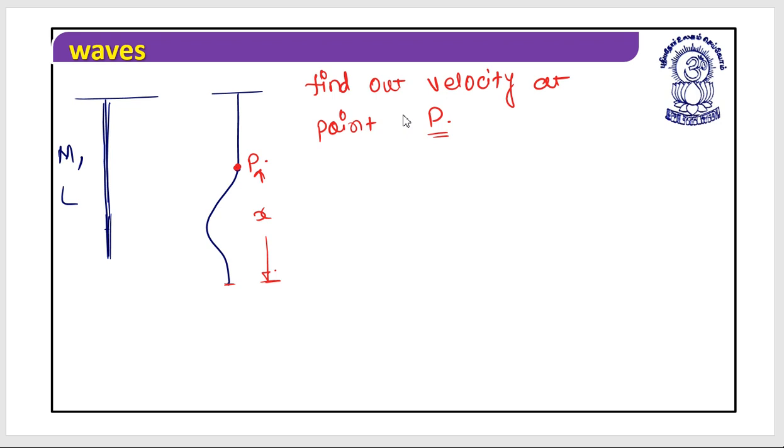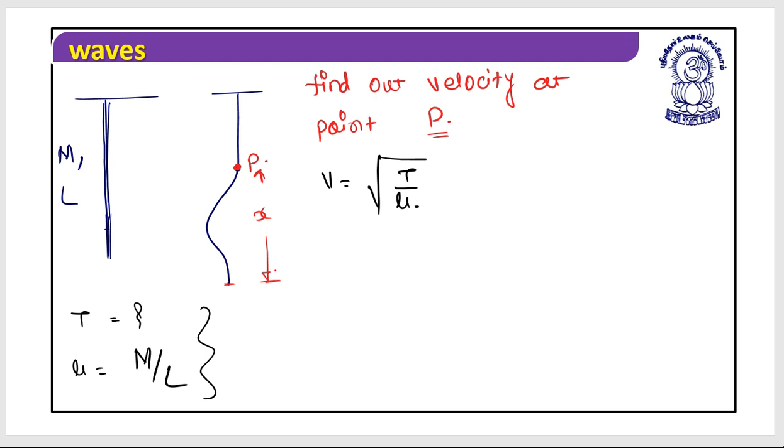How will you do this? According to the formula, v is equal to root of T by mu. So my first task would be to calculate T and mu. Mu would be very easy because mu is equal to m by L. Now let's work out the tension force. The tension is the total mass m over total length L, multiplied by the length x, into g. This is from laws of motion. So this is the tension at point P.